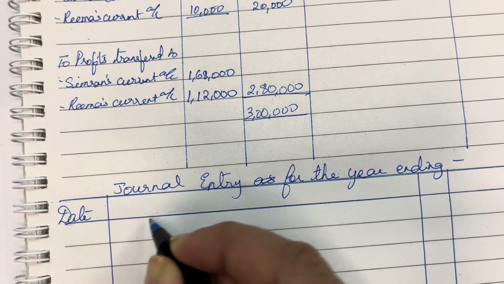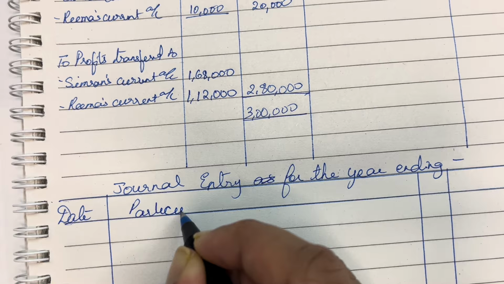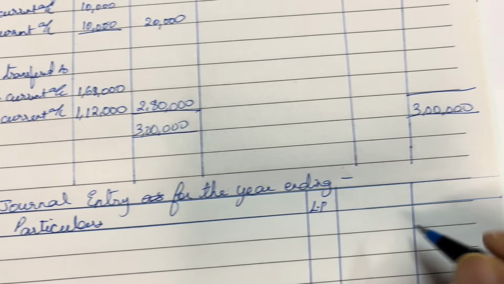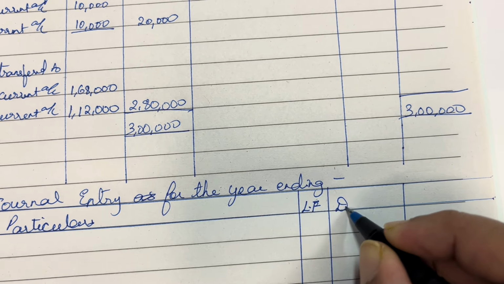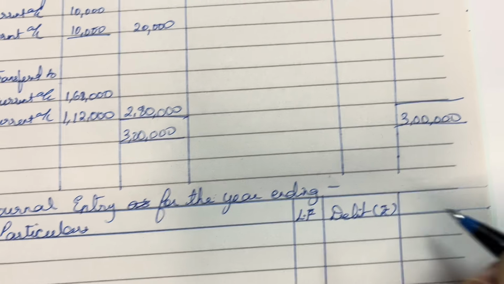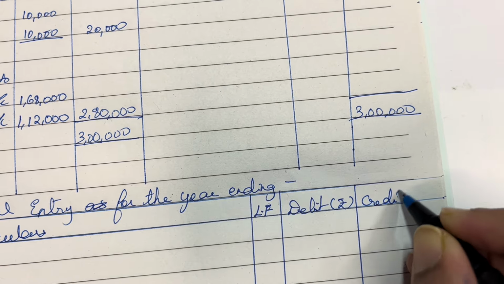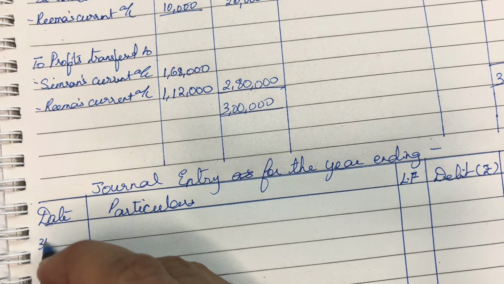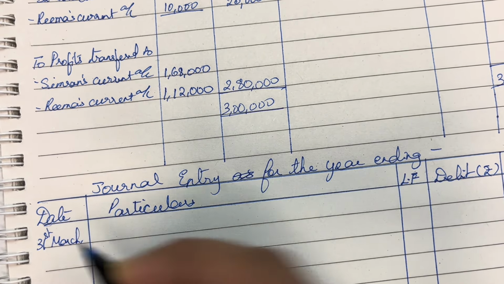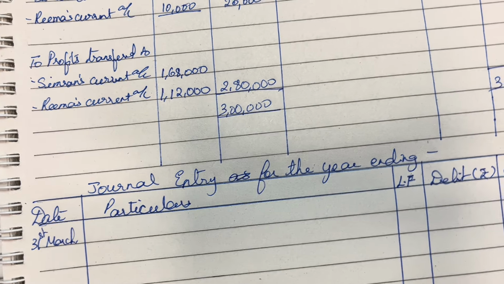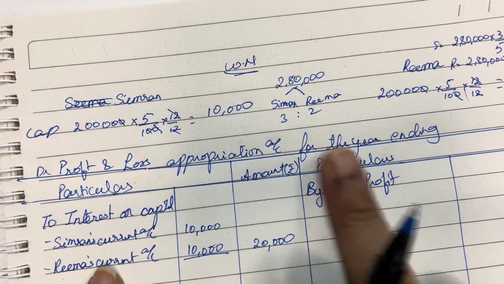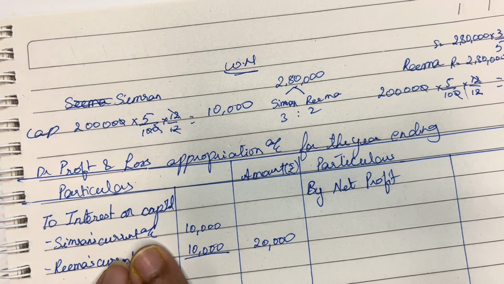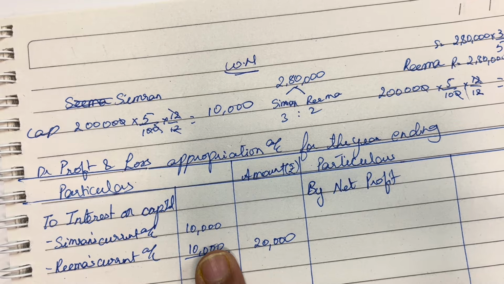Date, particulars, LF, debit and credit. So our date would be 31st of March and the year. Okay, our first entry would be profit and loss appropriation account debit to Simran's current account and Reema's current account, and we'll write down the same amounts.